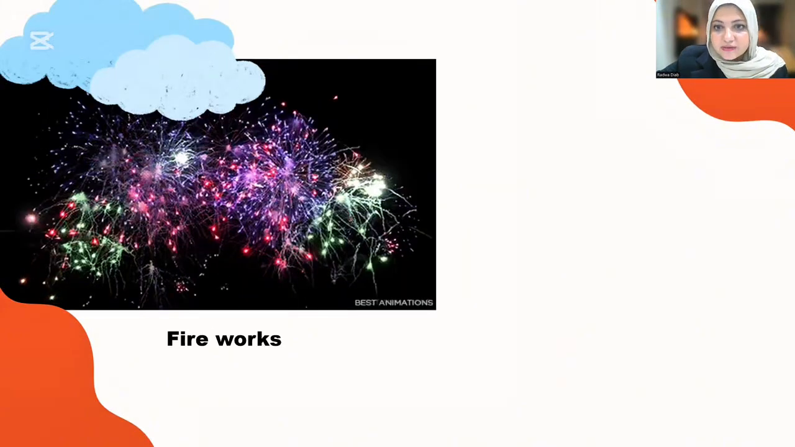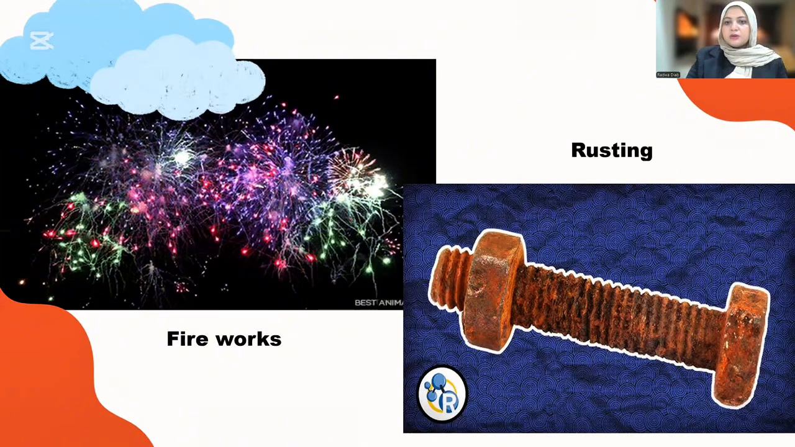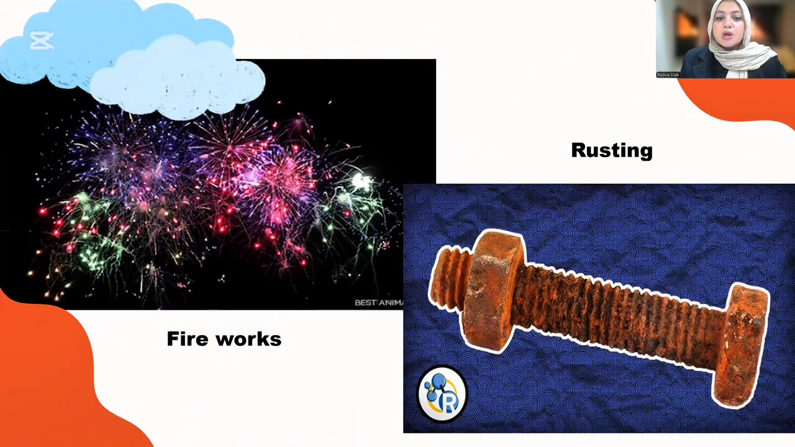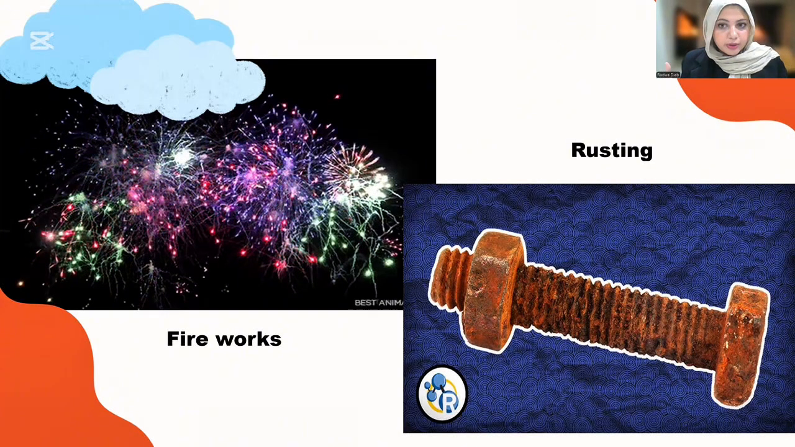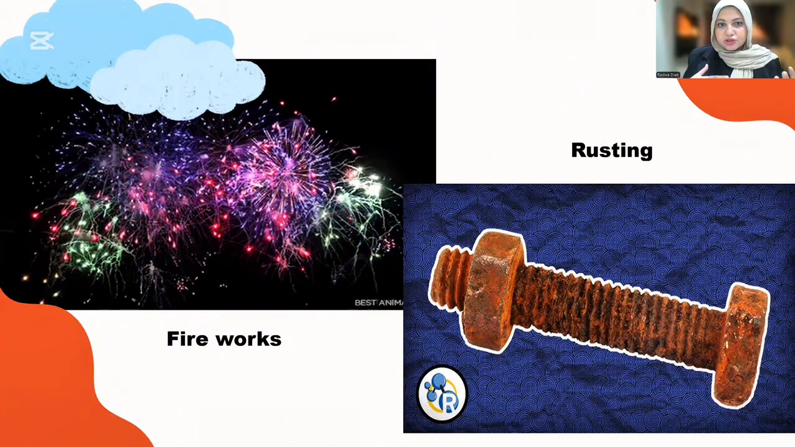Guys, as you can see, we have two pictures. One of them is the fireworks, and the other one is iron rusting. Do you know the meaning of rusting? Rusting is the brown layer that forms on the surface of the iron. So my question here: what makes some reactions faster than other reactions? Like the fireworks, it happens in a second, but rusting of iron takes a long time to happen. That's what we are going to investigate today. Ready?